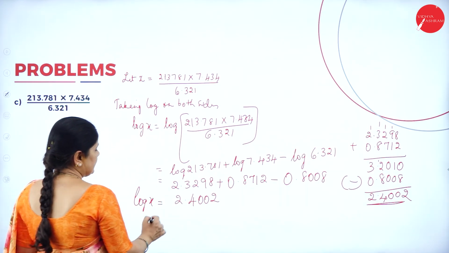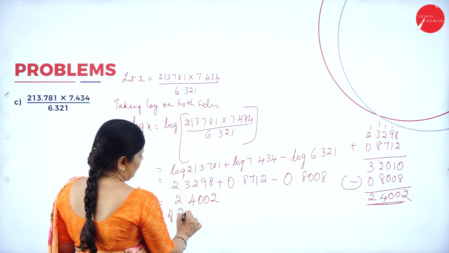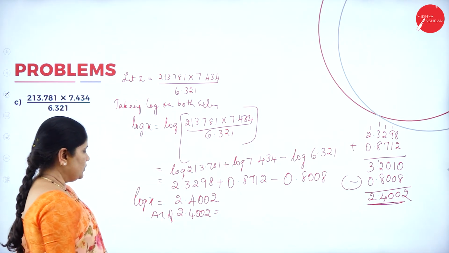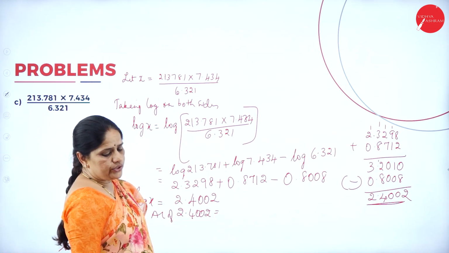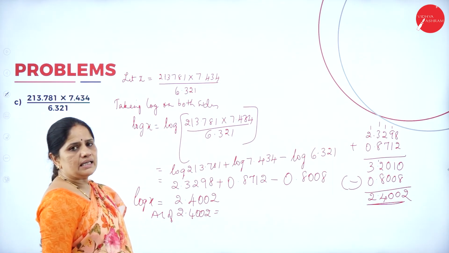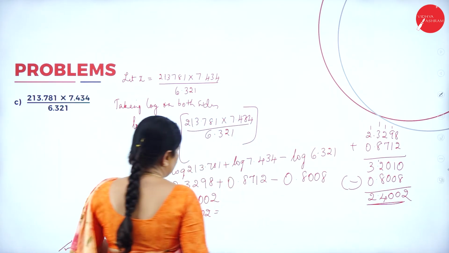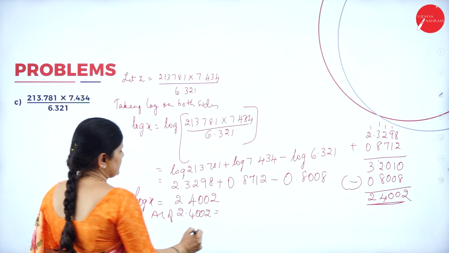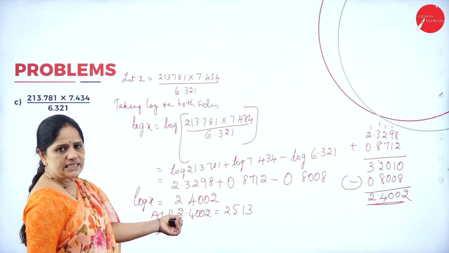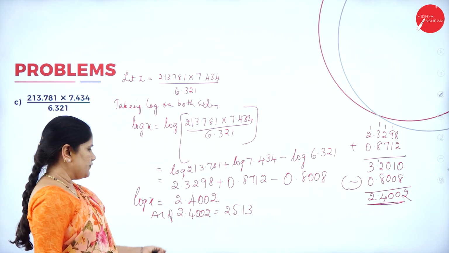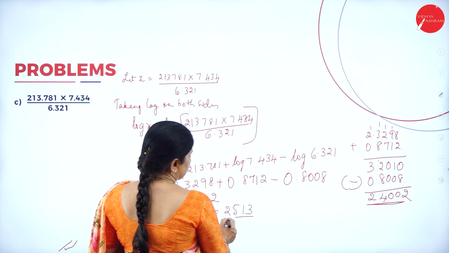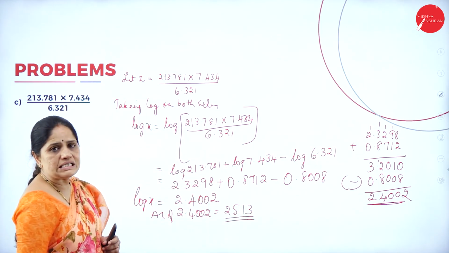So, log x equals 2.4002. Now, anti-log of 2.4002. So, anti-log of this, you find out the value 0.4002. When we find the anti-log of 4002, I get the answer 251. So, the anti-log of 2.4002 is 2513. Now, you see the 2 is written next to the decimal, left hand side of the decimal. So, 2 plus 1 is 3. So, after 3 digits, I put the decimal point. So, 251.3 is the answer.